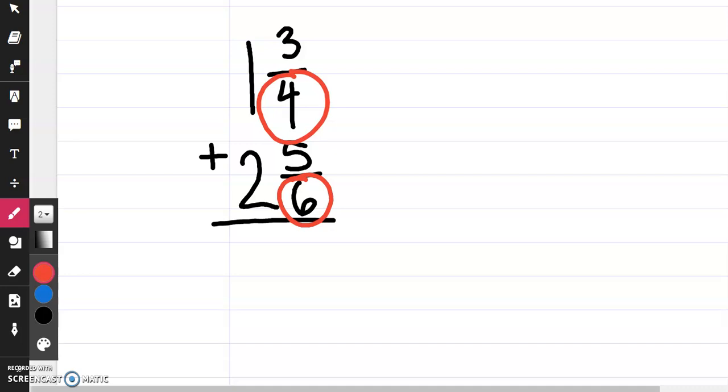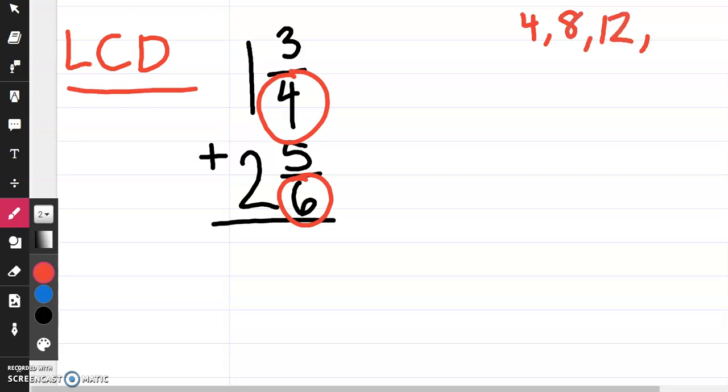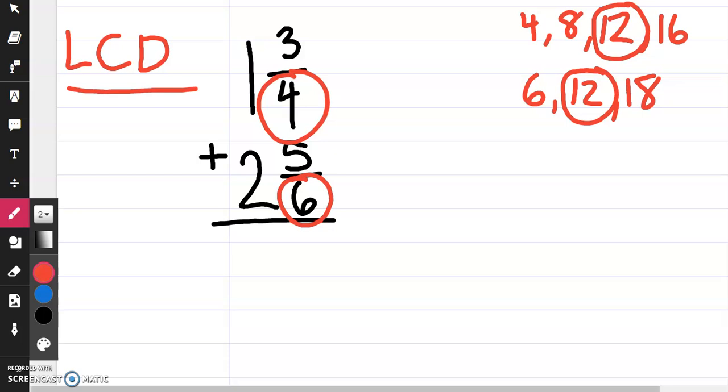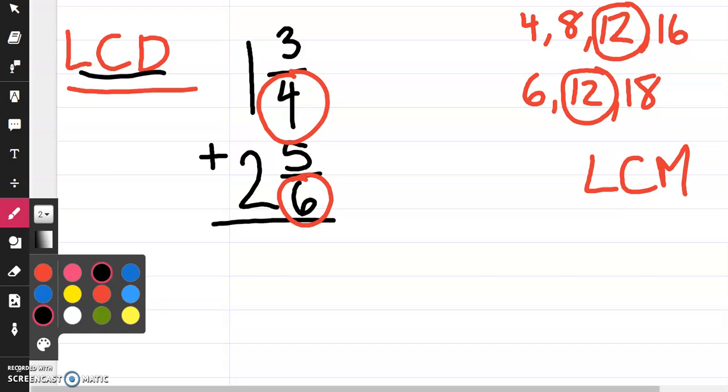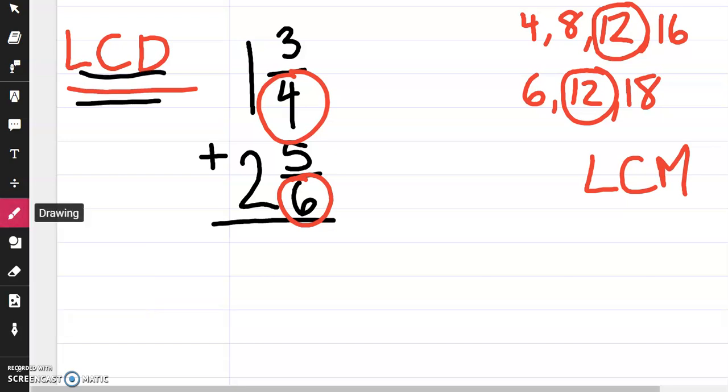So we're trying to find our LCD, our least common denominator. We do that by finding our least common multiple of 4 and 6. So if I count by 4s, and if I count by 6s: 4, 8, 12, 16; 6, 12, 18. As soon as I find a common multiple, that's going to be my least common multiple. And we will use our least common multiple to become our least common denominator.